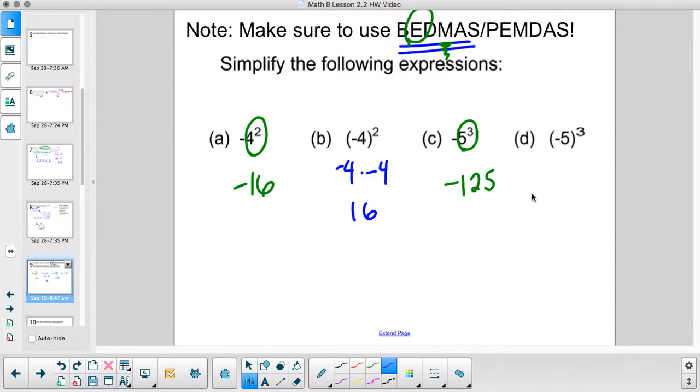And then this one is -5 times -5. It's just -5 3 times. So -5 times -5 will give me positive 25. But then I've got to multiply that by -5 again. So that will be a negative 125.